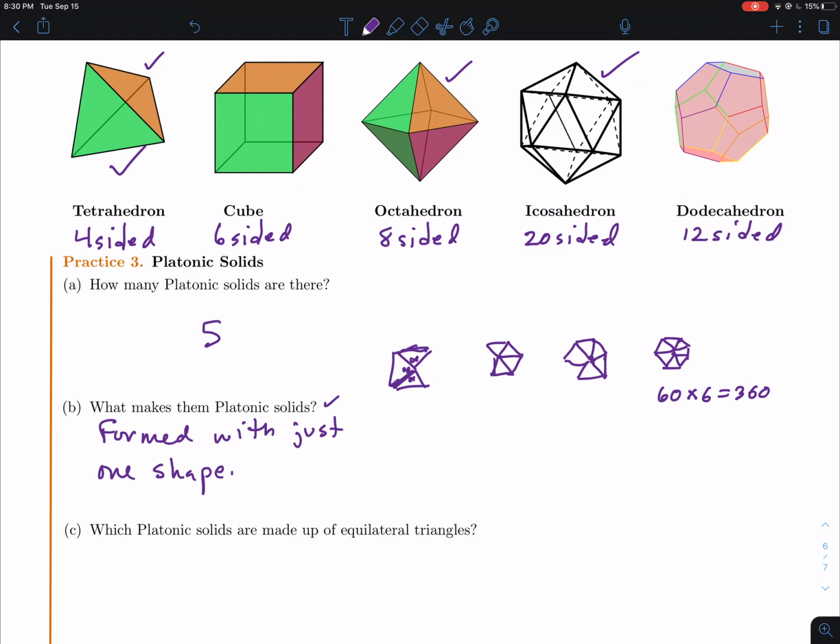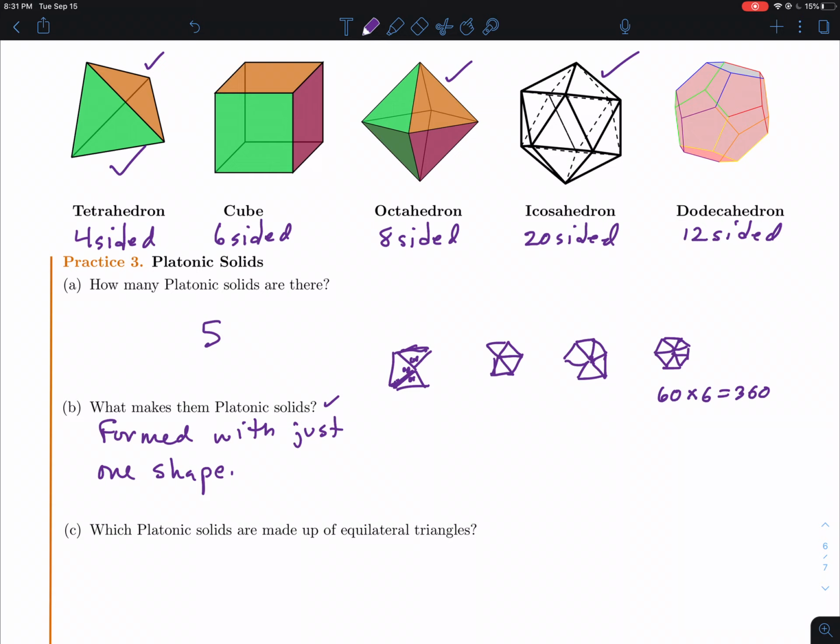So the tetrahedron has 3 triangles that meet at a point. The octahedron has 4 triangles that meet at a point. The icosahedron has 5 triangles that meet at a point. And if I try to go to 6, it's no longer a 3-dimensional object. So that kind of takes care of all of our triangles.